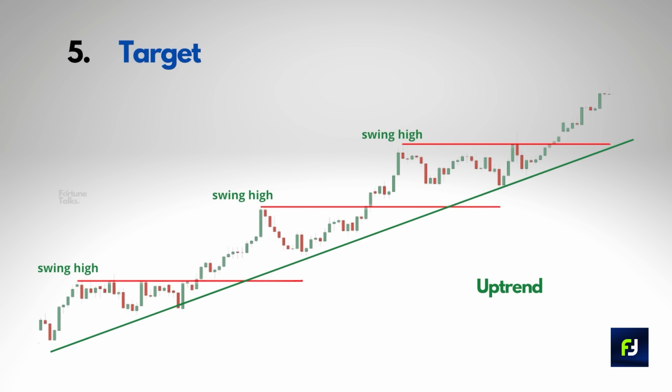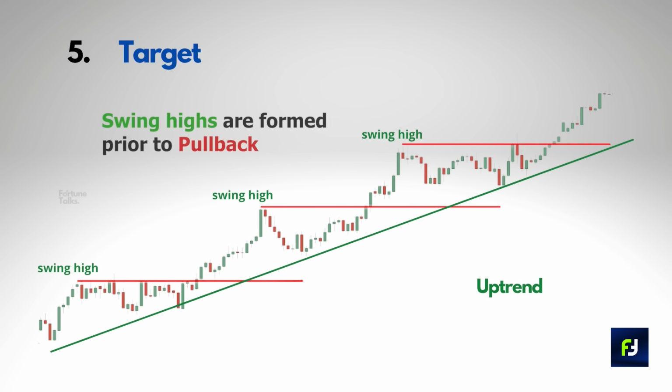And the final point is setting up your targets. Where do you take profits? Let's say you are trading in the direction of an uptrend. What you can do is reference the extreme swing high to take the profits. When you are trading pullbacks during an uptrend, you are buying the dip when the market has retraced against the trend.